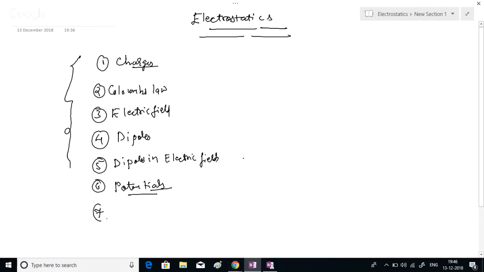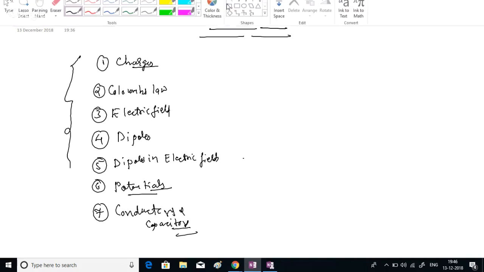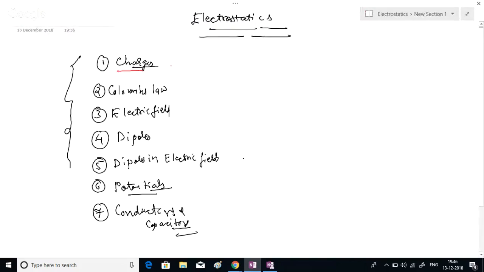And somewhat we also have to see the conductors and capacitors. Yes, sir, conductors and capacitors. That is also we have to look up. All right. So basically, first of all, we are going to start with the basic thing, that is the charges.